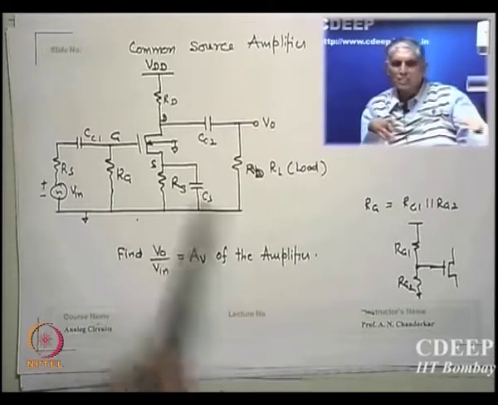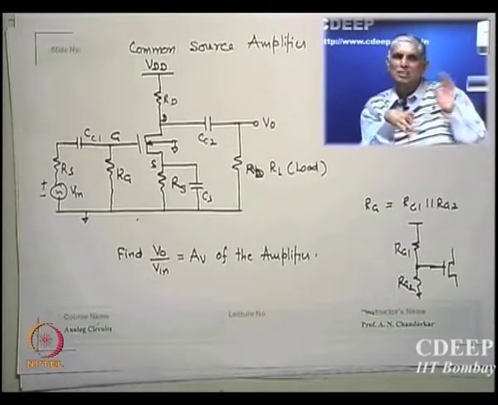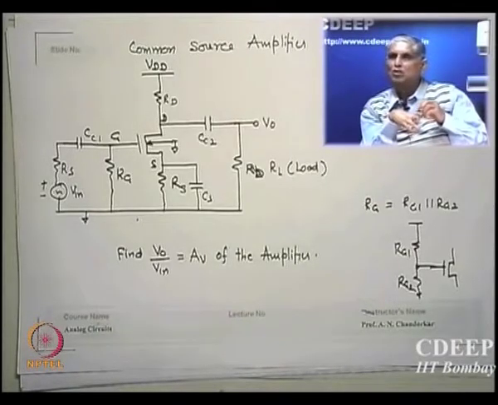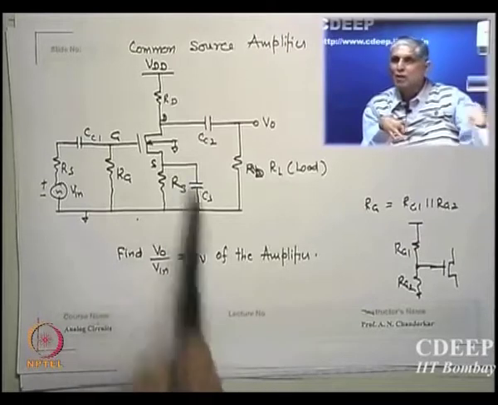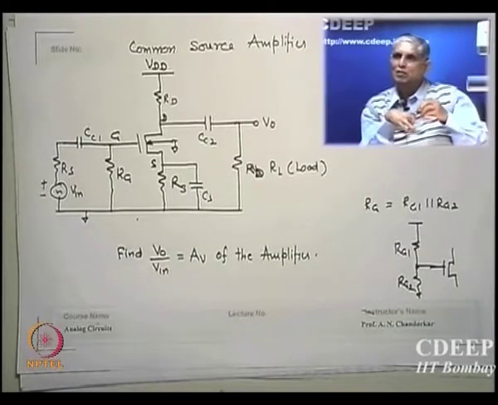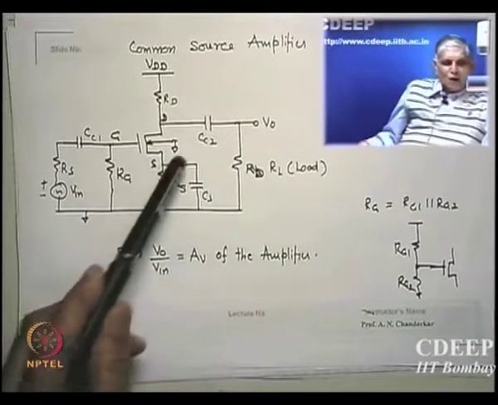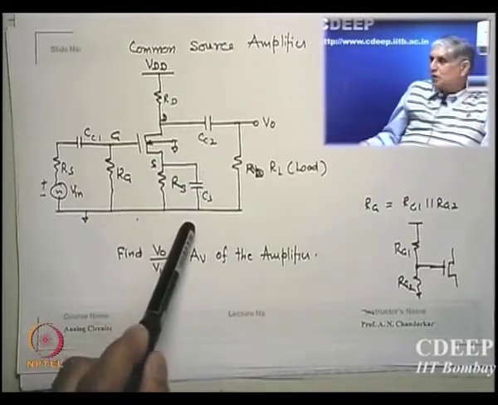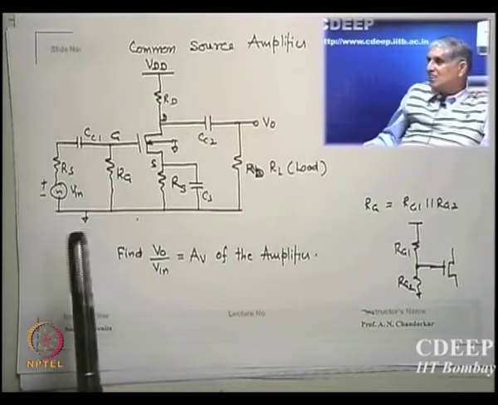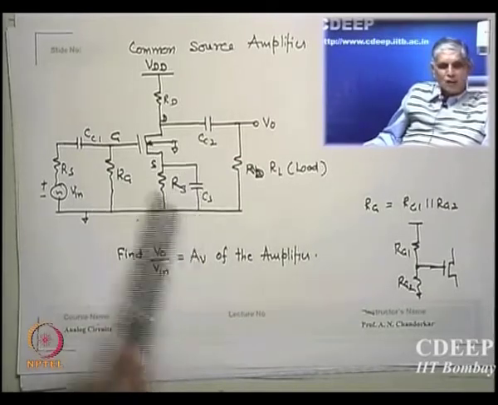Same way for this, at all the AC frequencies it should act as a short circuit. So what should be the value here? Please remember, I repeat, for DC it should be open, but for AC it should actually be like a short circuit to Rs.